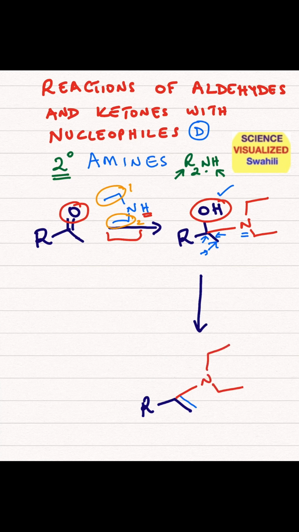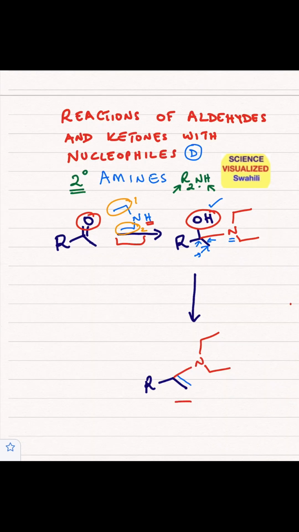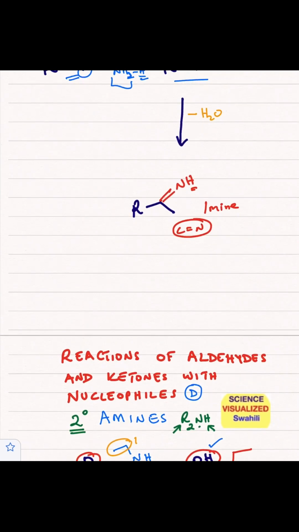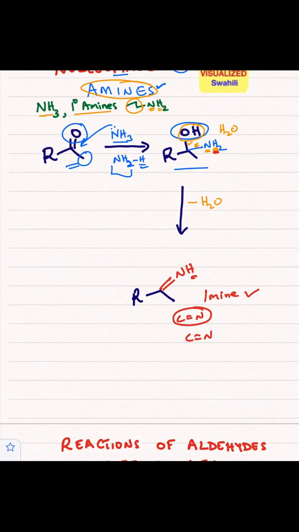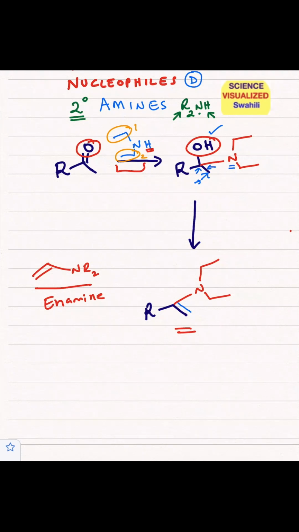So this product, where you have a double bond, a single bond, and then nitrogen with two alkyl groups, is called an enamine. And you remember that before we saw this product that has a carbon double bond nitrogen is called an imine, and that imine is formed from the reaction with either ammonia or primary amines. But now with secondary amines, you end up forming an enamine.